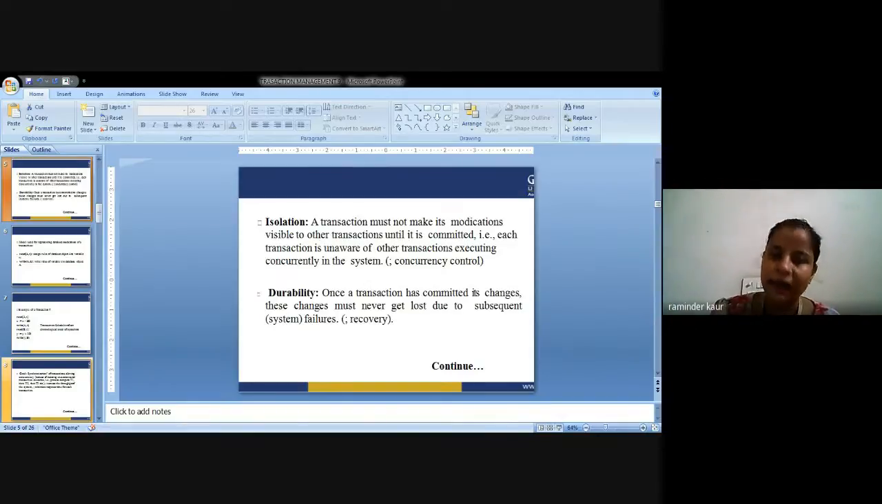First is active. Active means the initial state of the transaction, the state in which the transaction is being executed. Next is partially committed. What is the meaning of partially committed? It is the state after the final statement has been executed. Failed means when normal execution can no longer proceed. Next is committed, after successful completion. Next is abort, that is after the transaction has been rolled back.